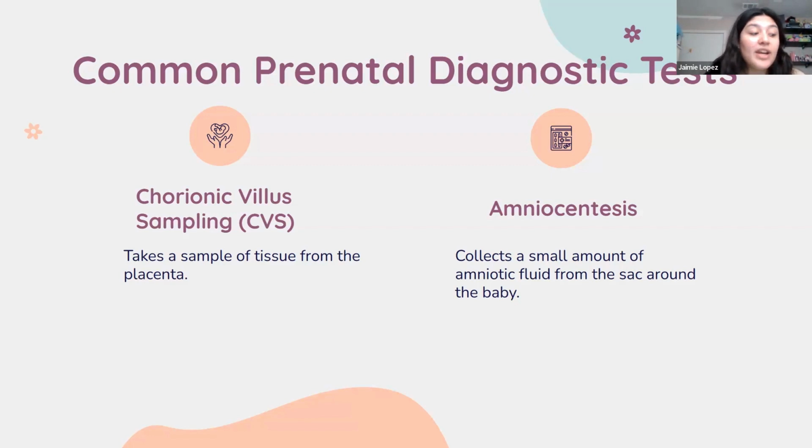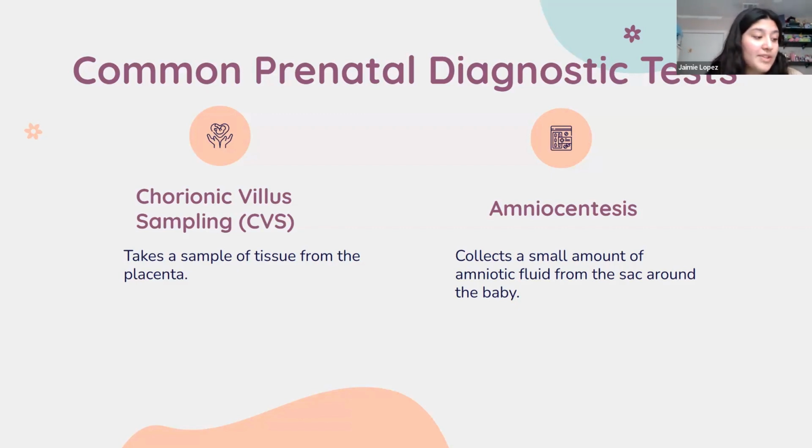CVS testing is very accurate in making a diagnosis and can be done early in the pregnancy, typically between the 10th and 13th week. CVS testing is used to diagnose chromosome problems or other genetic diseases in an unborn baby, such as Down syndrome, trisomy 18, Tay-Sachs disease, sickle cell disease, and cystic fibrosis.